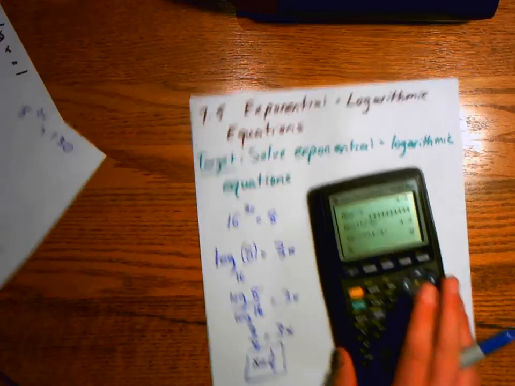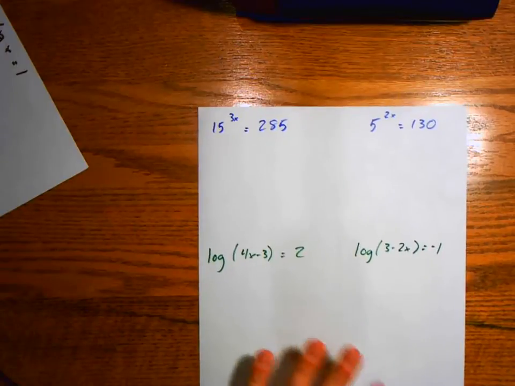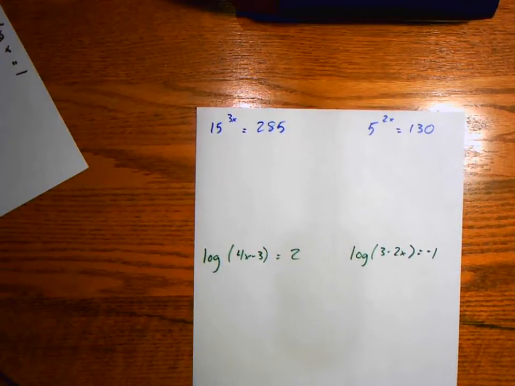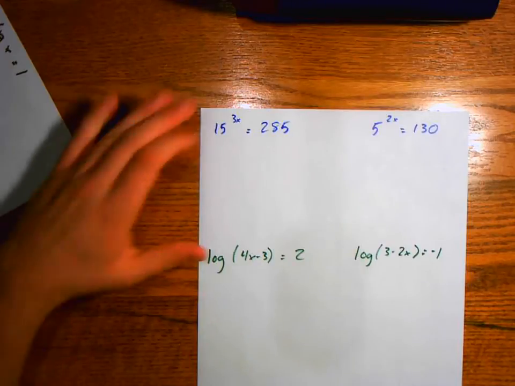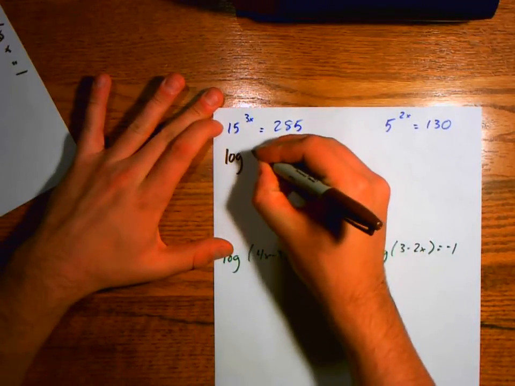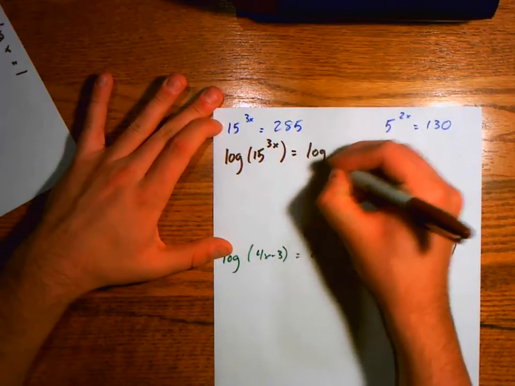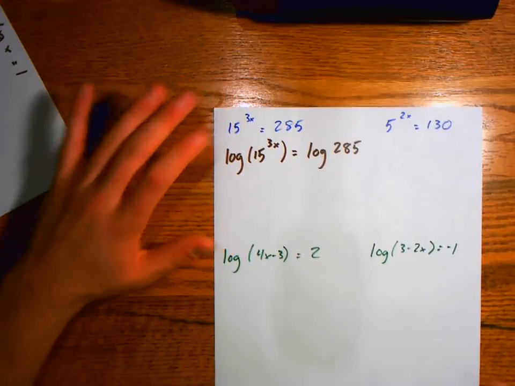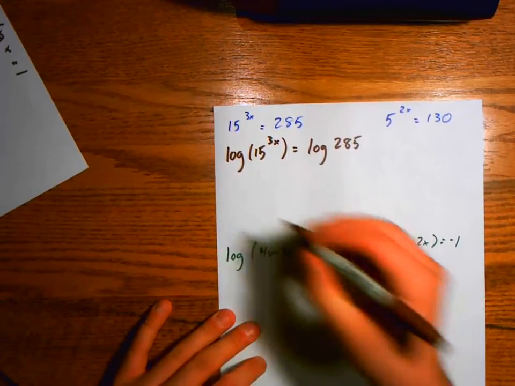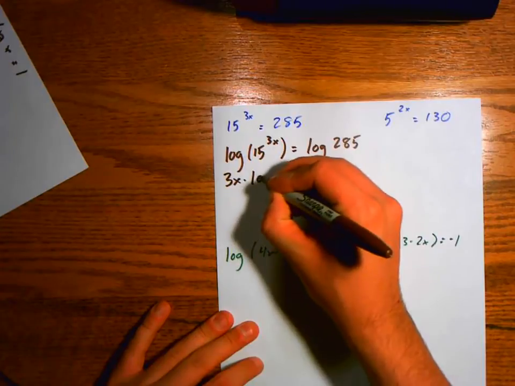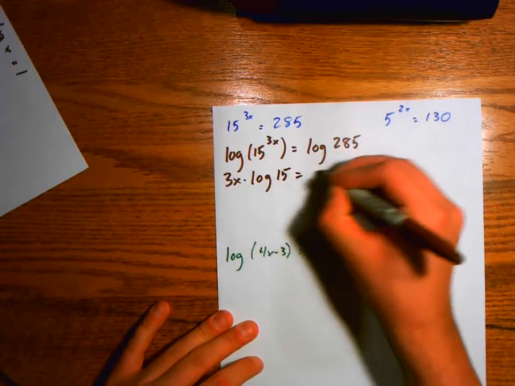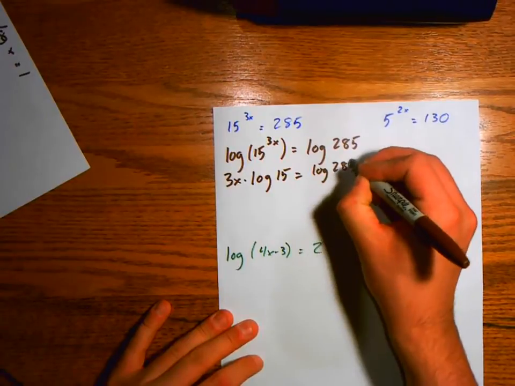Alright, another way we can solve problems that look like this is, instead of converting it into logarithmic form, we can actually take the logarithm of both sides and use our power property by bringing the exponent down in front. So if you take the log of both sides, you actually create an exponent that can be brought in front of your logarithm. 3x times log of 15 is equal to log of 285.